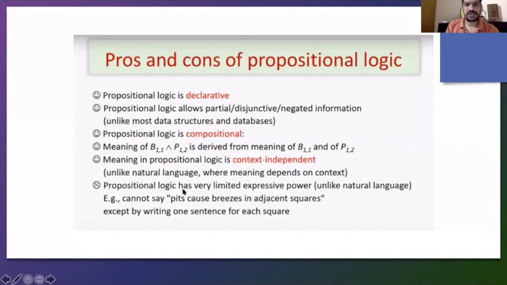The disadvantage is that propositional logic has very limited expressive power. Unlike natural languages in which we express everything, in propositional logic we cannot express everything. For example, we cannot say pits cause breezes in adjacent squares. That cannot be represented by propositional logic. To write this in propositional logic, we have to write sentences for each square or each block. It says that in the adjacent squares you will feel a breeze if there is a pit. That could not be represented with one sentence. We have to write the sentences for each and every square.